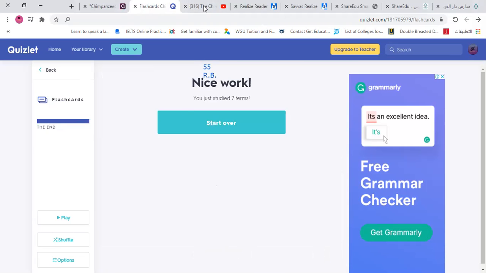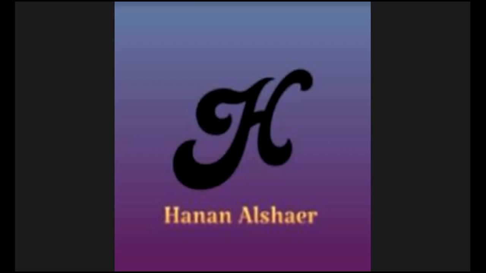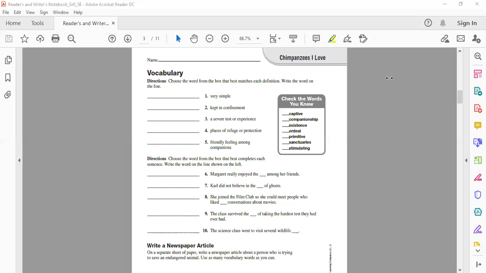Okay, let's go right now to the notebook. And I want you to open the page. Just a second. The page, please. Open page 260 in the notebook. Okay, as you can see here inside the table, we have the vocabulary that we took today: captive, companionship, existence, ordeal, primitive, sanctuaries, and stimulating. Choose the word from the box that best matches each definition. Write the word on the line. So we have from number 1 to 5 definitions, and each definition will take one of these words.